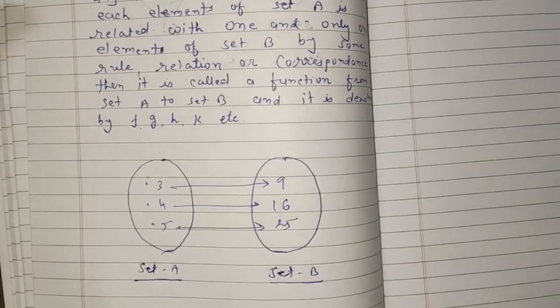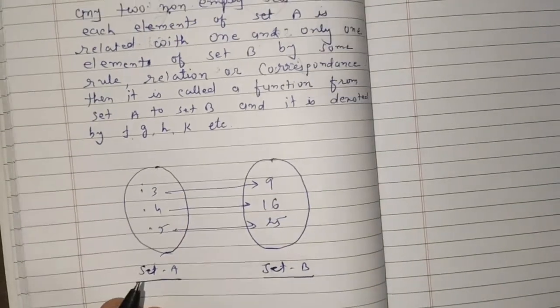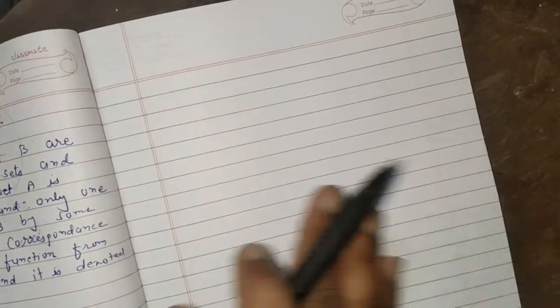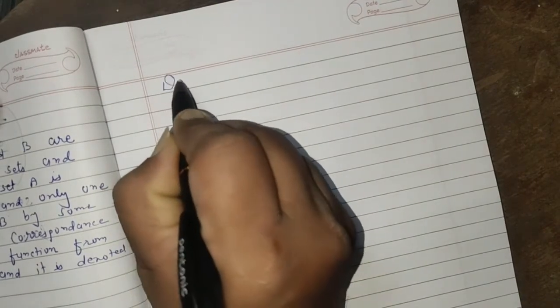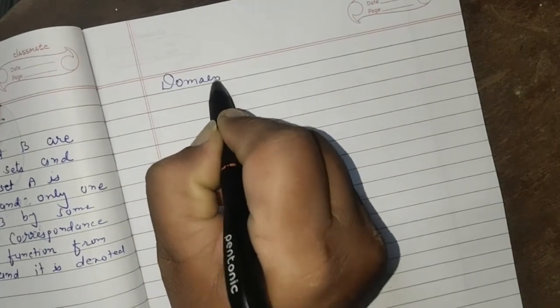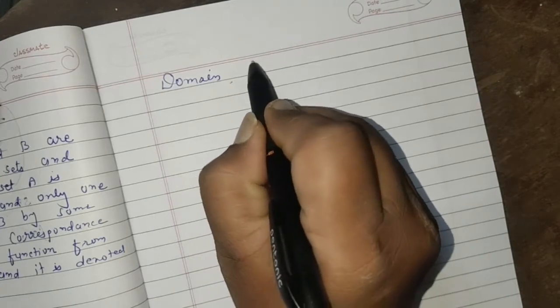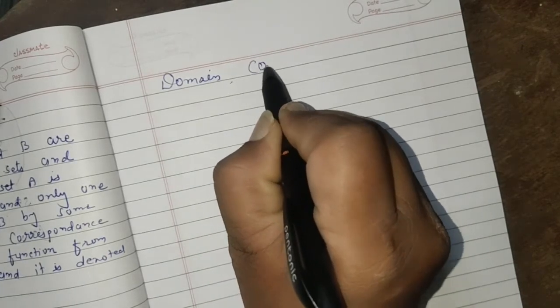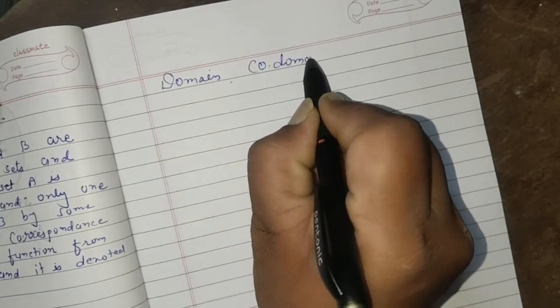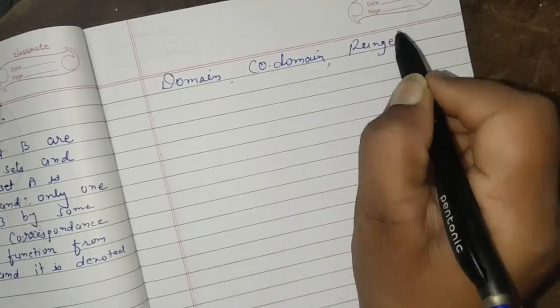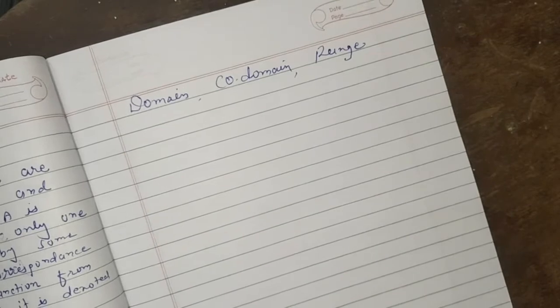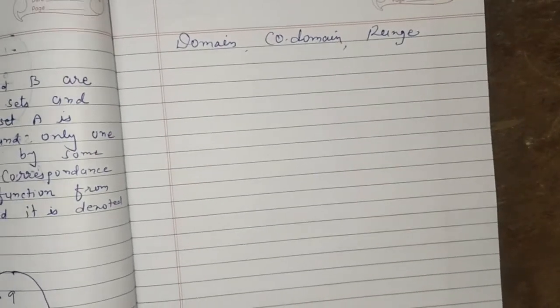So that's very simple. Now we'll discuss the types of function and the parts of a function: domain, codomain and range. First we'll discuss the domain, codomain and range.